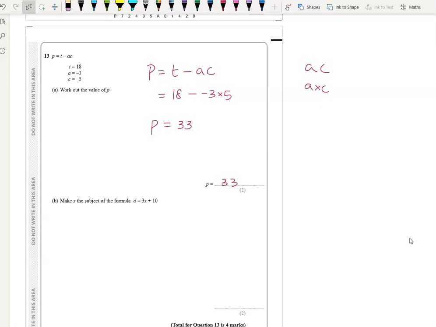Next one. Make X the subject of the formula. To make X the subject means you need X all alone. To keep X alone, you need to move 10 and 3. When I move 10 to the left, plus 10 will become minus 10. Now I don't need 3 with X. To cancel 3, we will divide both sides by 3. This 3 will get cancelled. So you get your value of X equal to D minus 10 over 3.